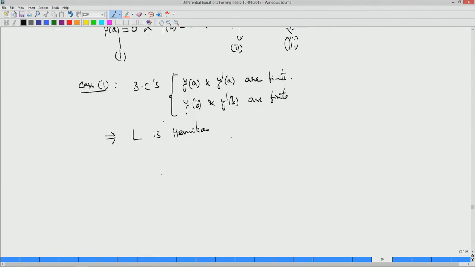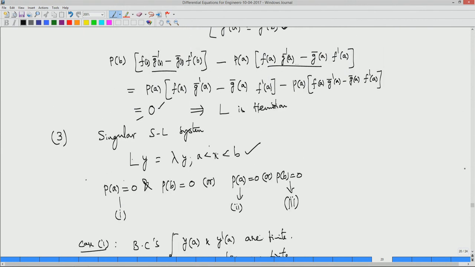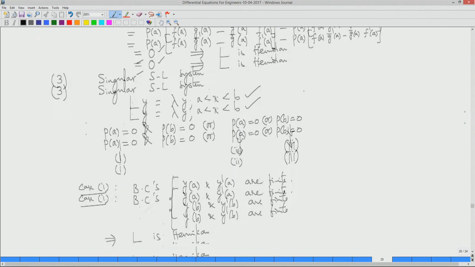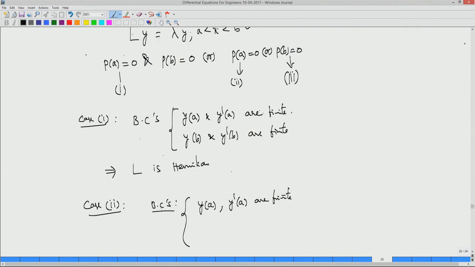Now, what is case 2? Case 2 or case 3, we will see the boundary conditions will be, because P of A is 0, I want to make sure that this quantity is 0. So, you have to give the same boundary conditions: y at A, y at B and y dash at A are finite. That is the first boundary condition. The second boundary condition: because only P of A is zero, P of B may be non-zero, that means P of B is non-zero.